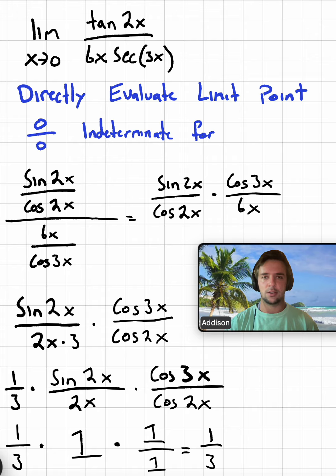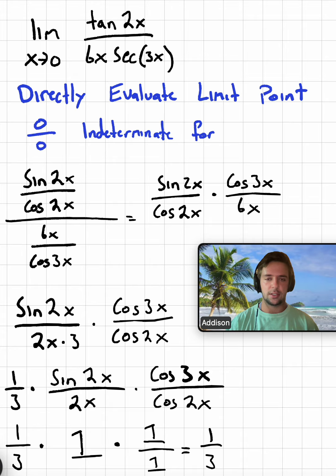So here, if we plug in 0, we get 0 over 0, which is an indeterminate form, meaning we don't know what it means. Okay, so now I see tangent, I see secant, and I'm thinking to myself, well, those are made out of cosine and sines. And so often it's helpful to go back to the original building blocks of cosine and sine. So we do that here, and we get sine 2x over cosine 2x, and 6x over the cosine of 3x. Okay? Now, instead of dividing by a fraction, let me multiply by the reciprocal. So I flip that bottom fraction, and I get what you see there on the right.